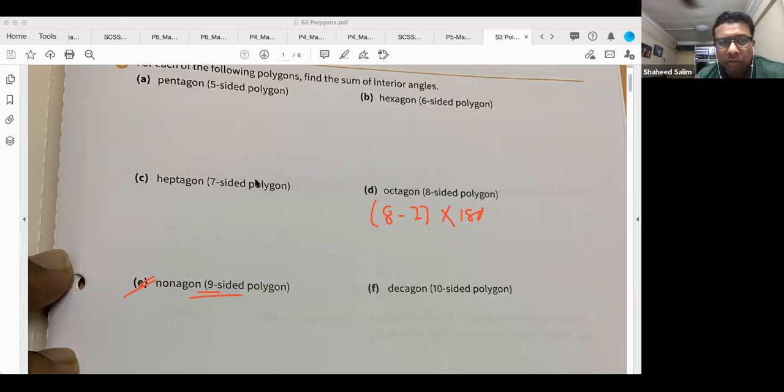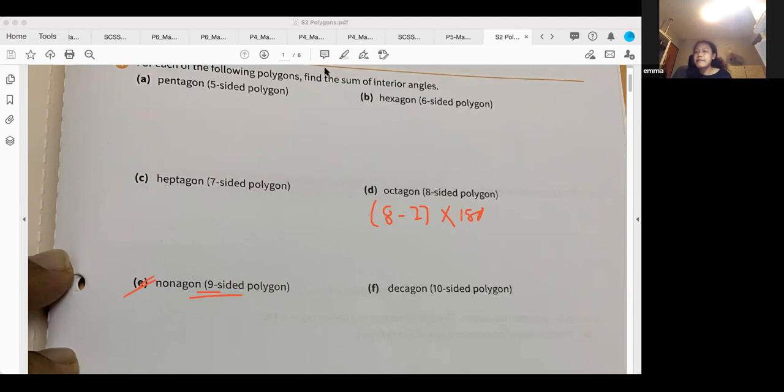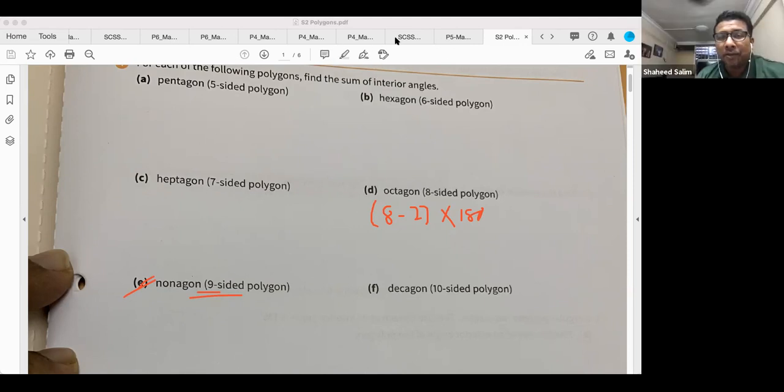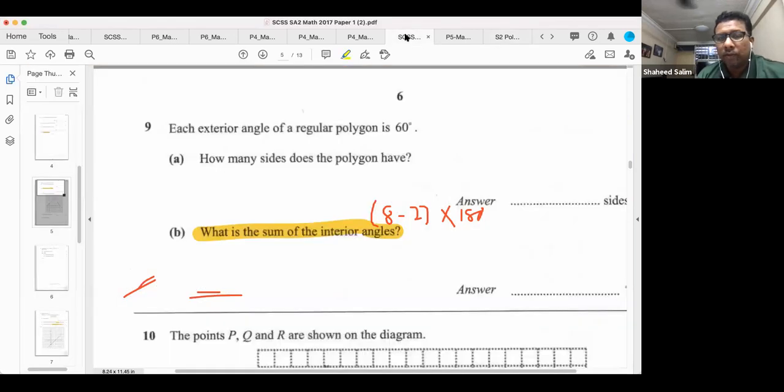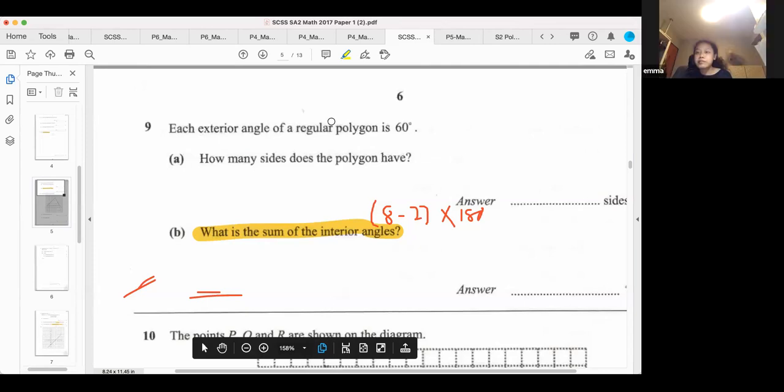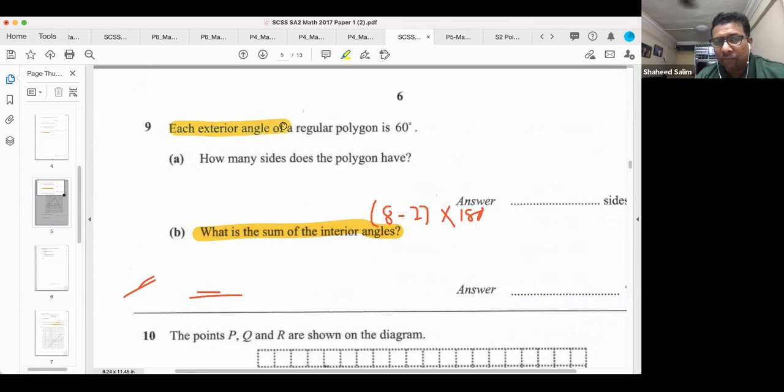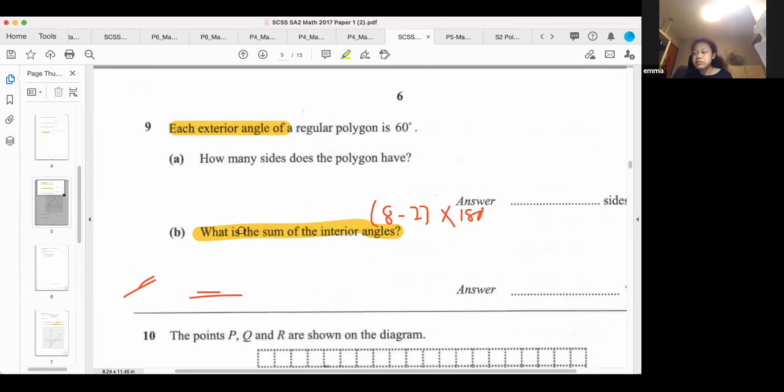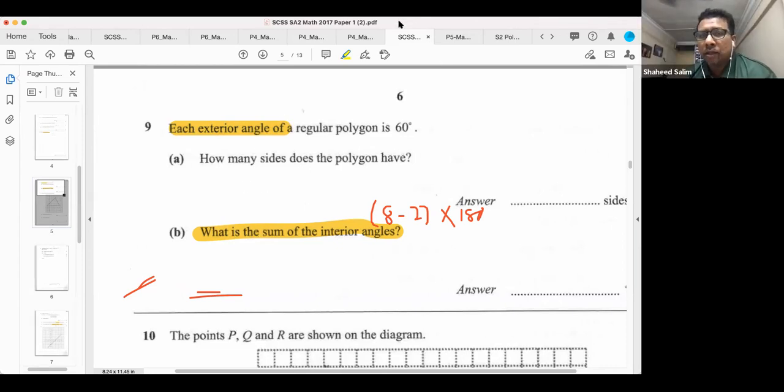Sorry, where is it? Hold on. You can see the screen. Are you able to see? We are back here. So it's either the exterior angle, you can find the number of sides, or interior angle. Are you okay? But you got to memorize this one. But I'm explaining together with the meaning, so I hope you're okay.